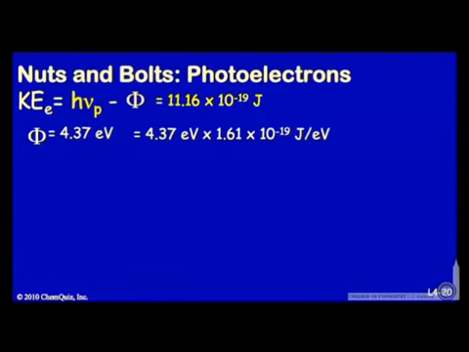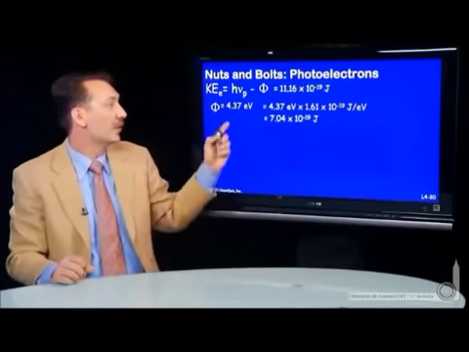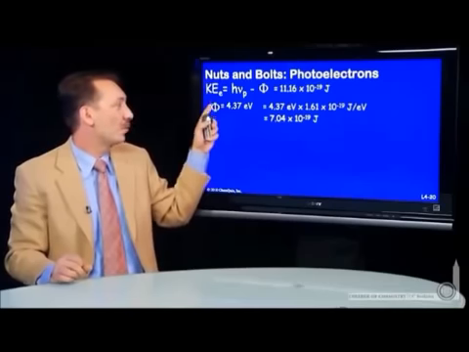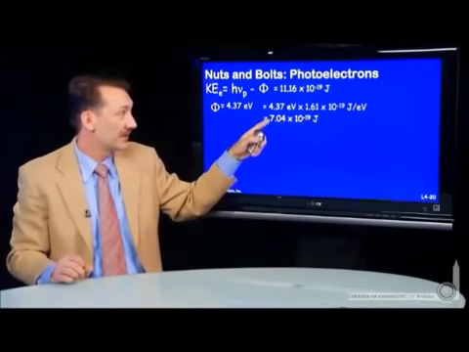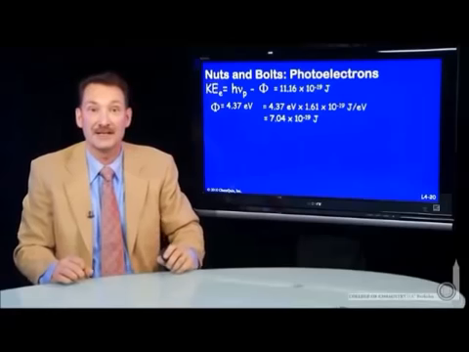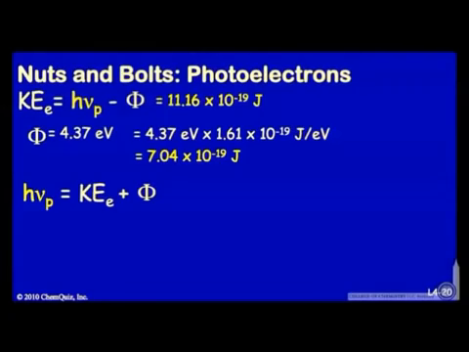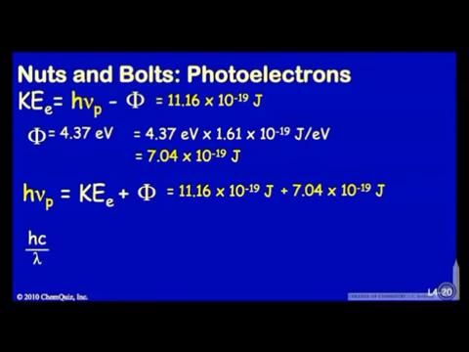1.61 times 10 to the minus 19th joules per electron volt. So we can do that product. So the work function in terms of joules, 7.04 times 10 to the minus 19th joules. So we'll rearrange now and solve for the energy of the photon. The energy of the photon is the kinetic energy of the electron plus the work function. That has to equal 11.16 times 10 to the minus 19th joules. And we're going to add on that work function, 7.04 times 10 to the minus 19th joules.